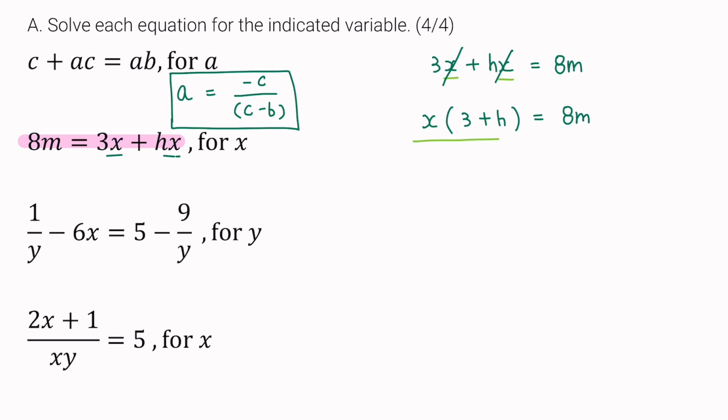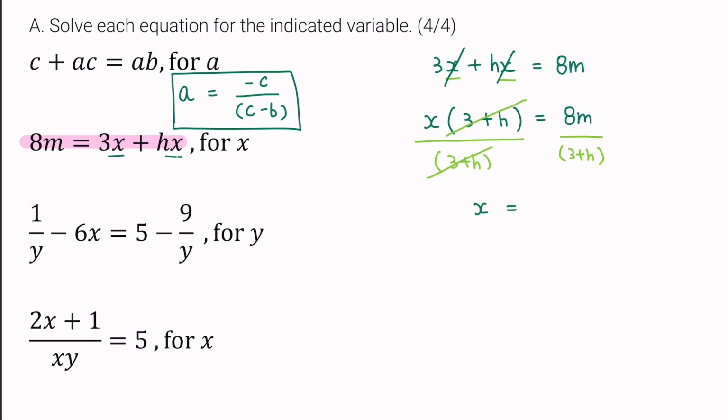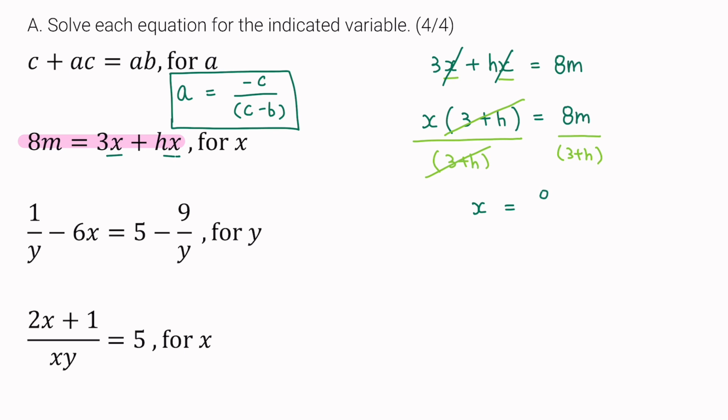And then I can divide each term with 3 plus h so that I can completely get rid of this 3 plus h that's attached to variable of x. And now I have successfully isolated the variable of x, and on the other side of the equation I have 8m over 3 plus h. And that's going to be my final answer, so I boxed it.